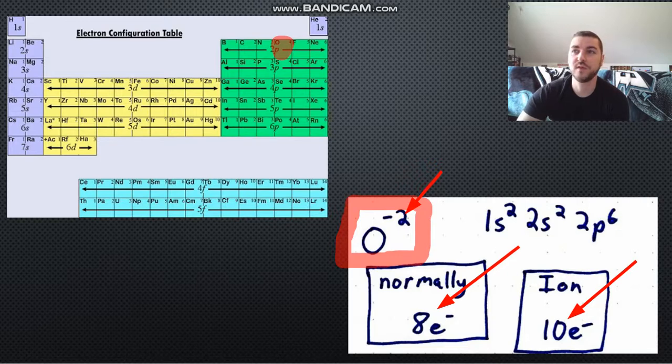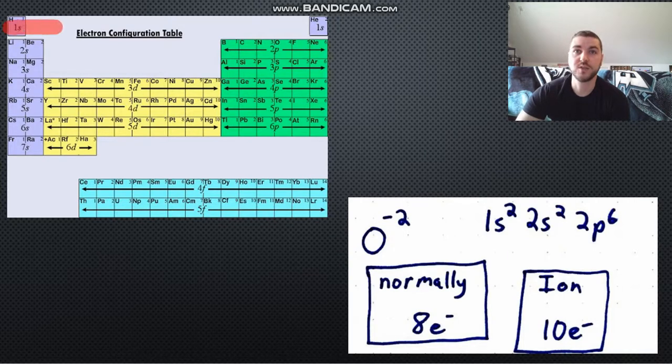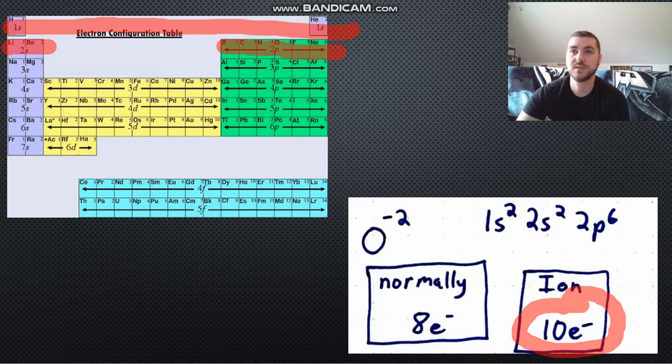So when you write your configuration, I'm going to clear off some space here on the screen so we can see this a little better. When you write the configuration, you're going to go 1s2, 2s2, 2p6, because you've got 10 electrons, and 2 in the 1s sublevel, 2 in the 2s sublevel, and 6 in the 2p sublevel, which adds up to 10, which is the number you were going for.